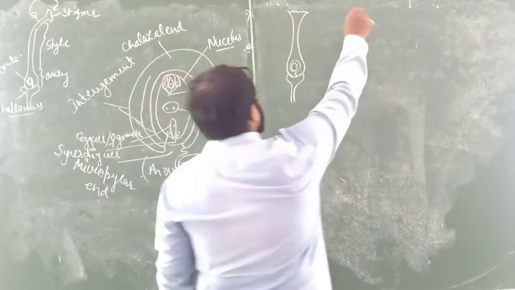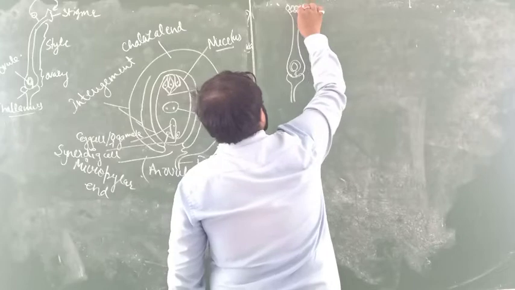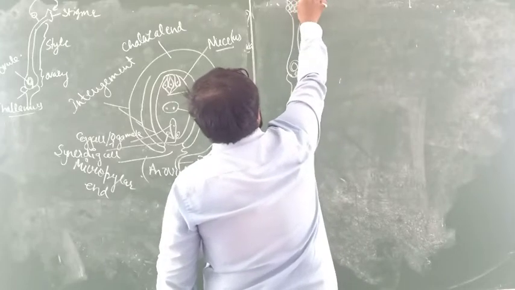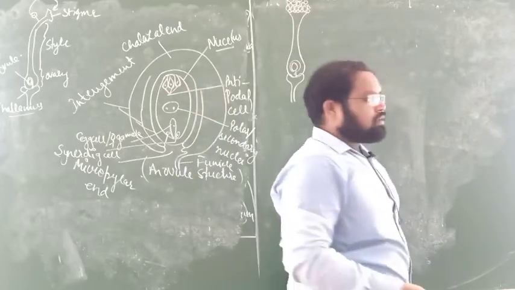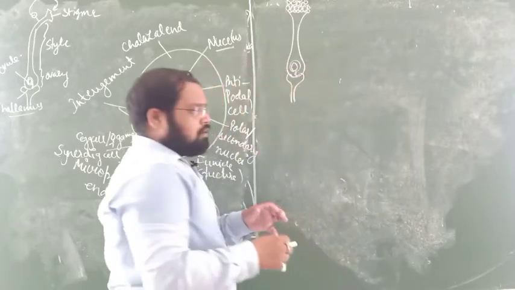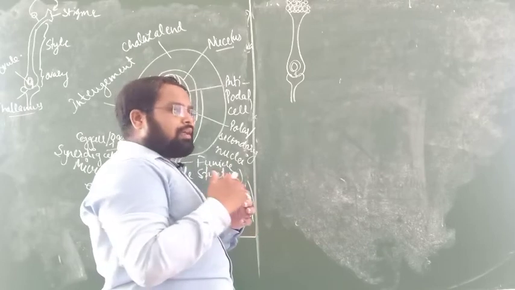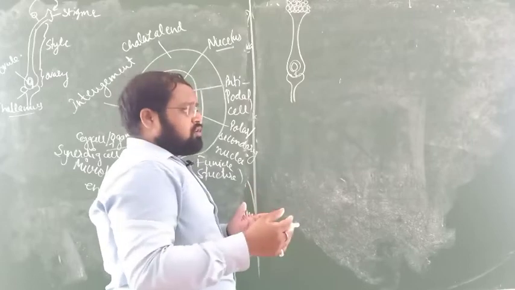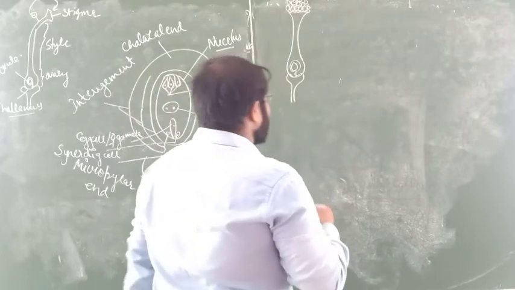Okay, so many pollen grains will stick on the wall of a stigma. Pollination will be completed. But from that, only one pollen grain will be active, and all the other pollen grains will be destroyed, or the destroyed pollen grains will give energy to that one pollen grain.